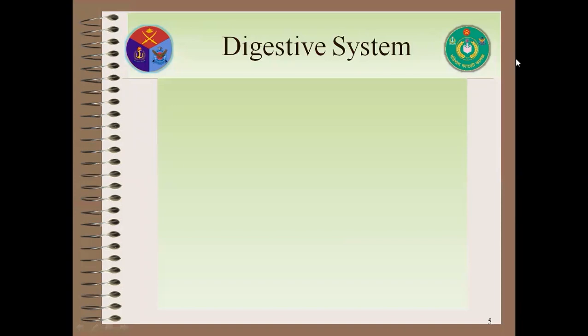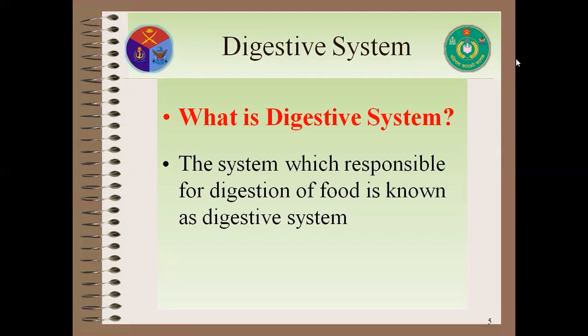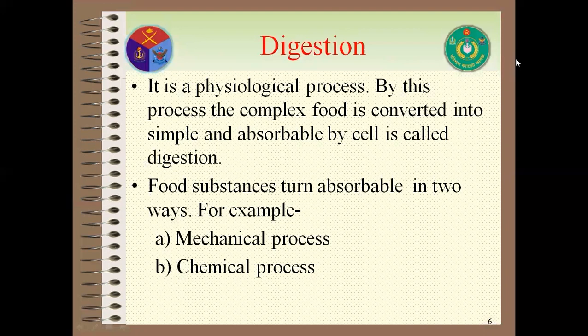Now, digestive system. Actually, the human body consists of several systems. Digestive system is one of them. Now, I will discuss the digestive system. At first, you have to know what the digestive system is. The system which is responsible for digestion of food is known as the digestive system. Now, what is digestion? Digestion is a physiological process by which the complex food substance is converted into simple food absorbable by cells.